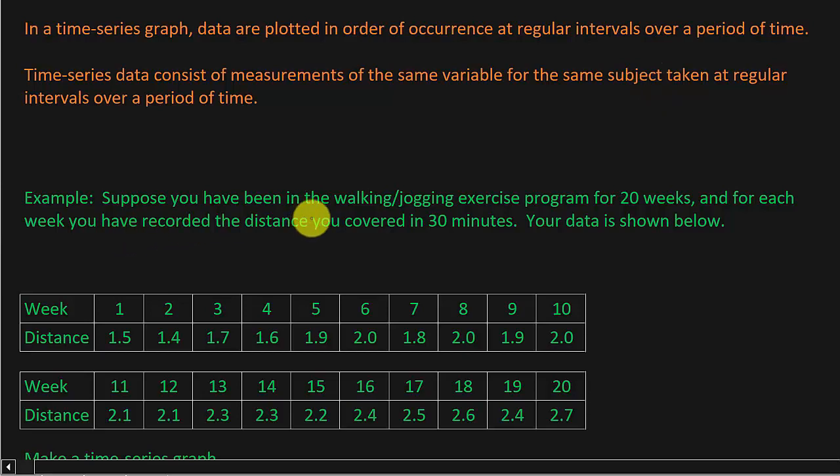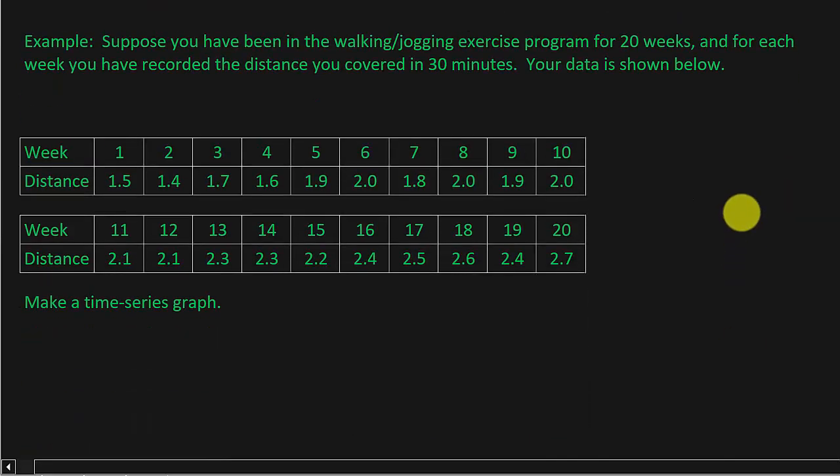Suppose you have been in the walking, jogging exercise program for 20 weeks, and for each week you have recorded the distance you covered in 30 minutes. Your data is shown below. So you can see each of these is the distance that you've covered over 30 minutes. And this is week 1 through week 20. And these represent the distances that you covered in those 30 minutes. And they want us to make a time series graph.